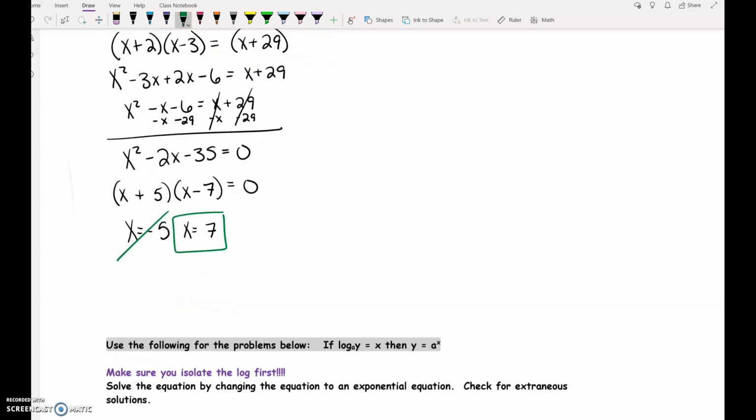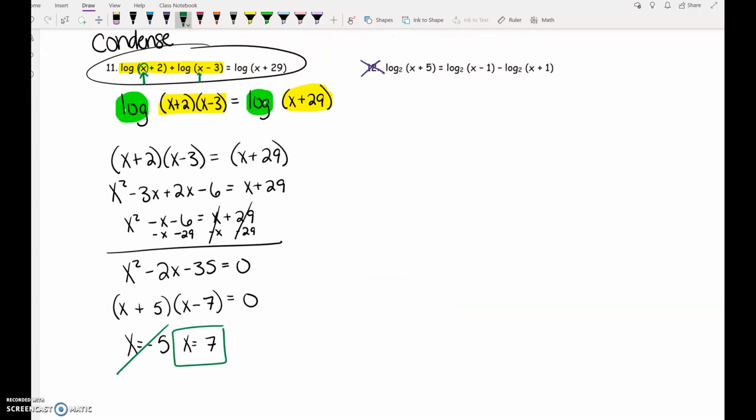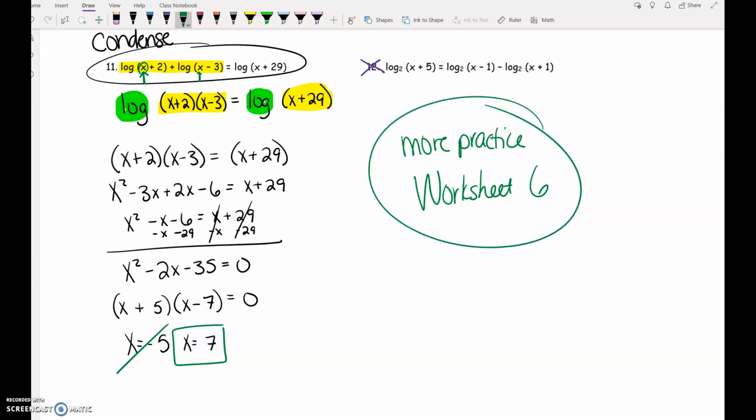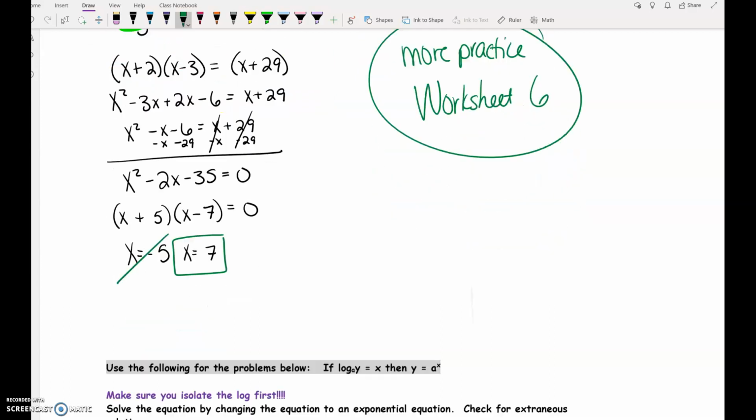Okay, let's move on to the next page. This type of problem, what you've seen in numbers 9, 10, and 11, you will see these also on worksheet 6. So if you need more practice after you have done your required Big Ideas math assignment, you would want to try worksheet 6, and I will post an answer key to that on Teams.